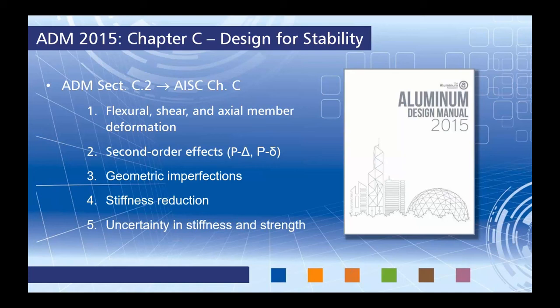Now, this is slightly different from the AISC, where there are provisions where P little delta cannot be included, depending on your type of analysis, but the ADM pretty clearly states that P little delta should be included. I'll get into how we do include both of those in just a minute. Now, the other three options are geometric imperfections, stiffness reduction, and uncertainty in stiffness and strength. I'll go through those in more detail in a couple minutes.